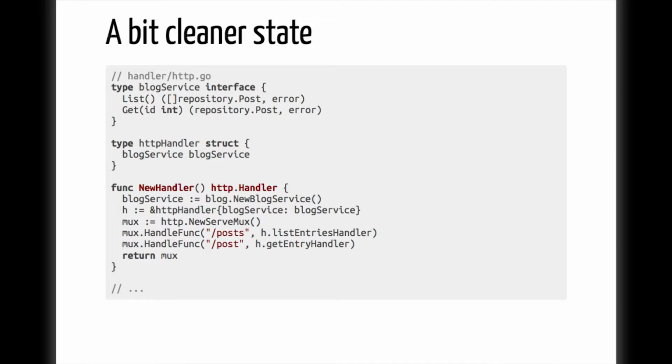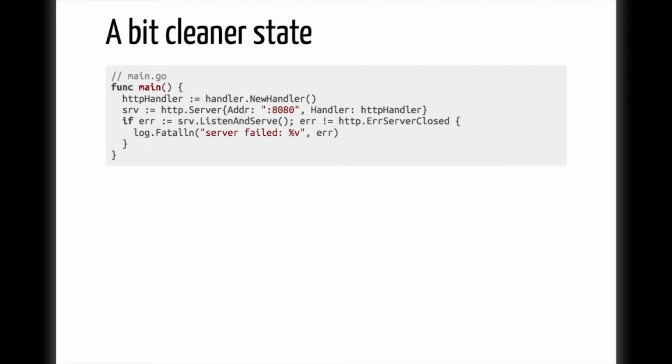And a simple HTTP handler, which returns a mux that we will use later on, and registers two methods that didn't fit in the code, but they're basically the same as in the ugly example. And also a pretty easy main function that simply creates a new handler instance and serves it in an HTTP server.